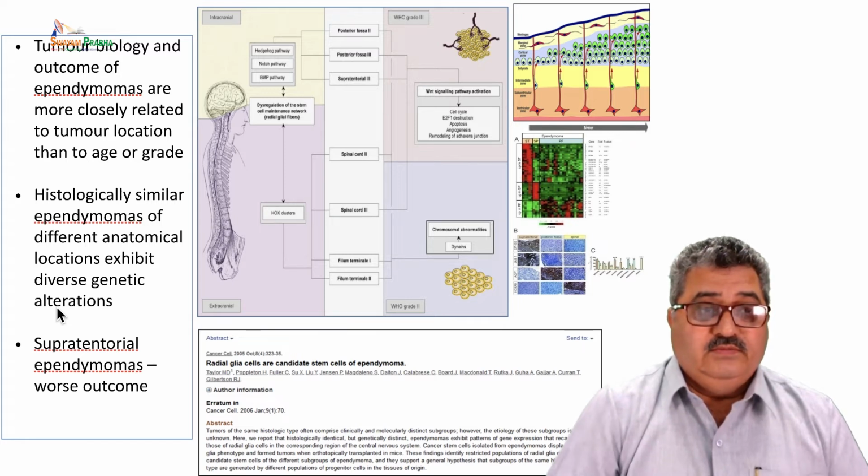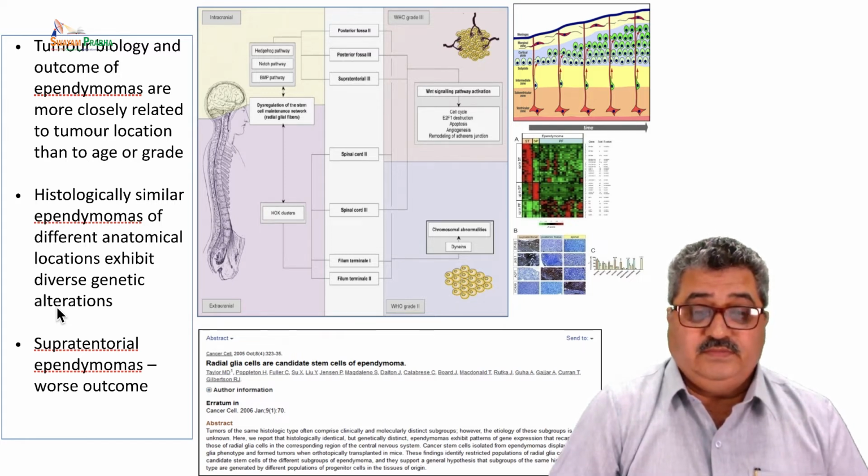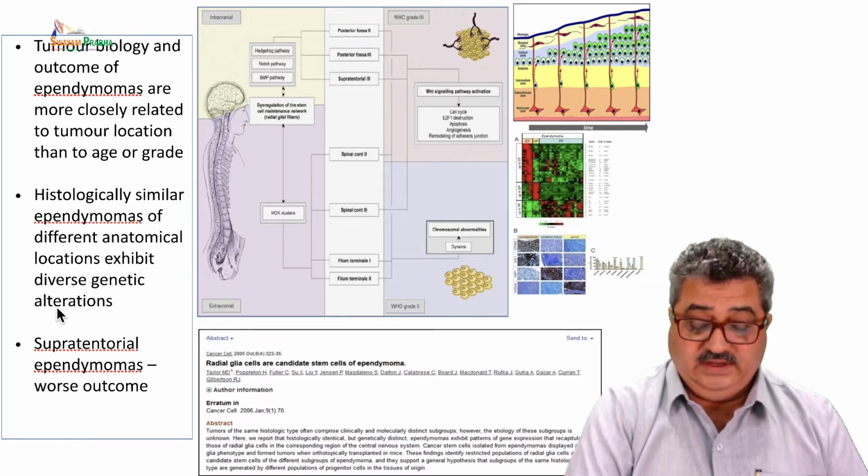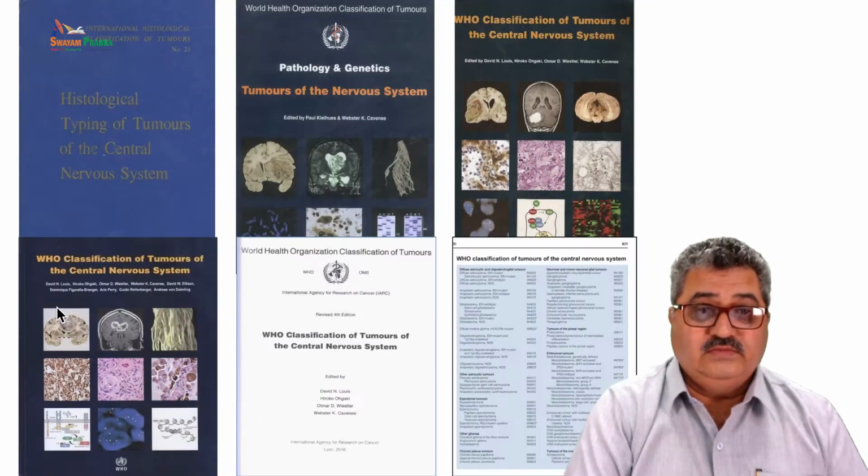Now, the most important landmark discovery in ependymoma was by Taylor et al. They proposed that ependymomas at different sites arise from radial glial cells and have different molecular markers, and the prognosis of these tumors depends upon the site and the molecular markers.